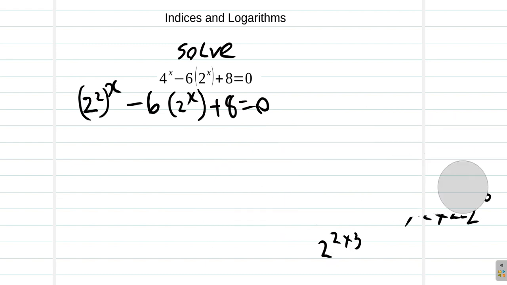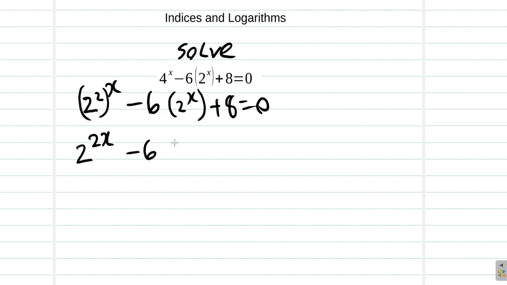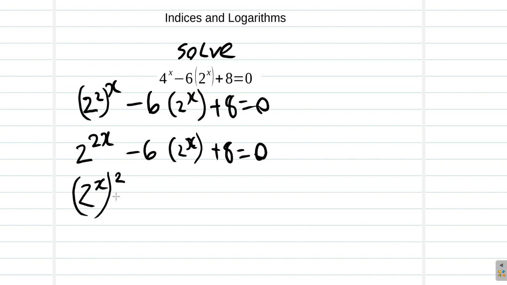Let me just erase this. So this is 2 to the 2 times x, which is 2x, minus 6 by 2 to the x plus 8 equals 0. Now you look at it and notice, this is 2 to the 2x. This can be written as 2 to the x, to the 2. You see that?